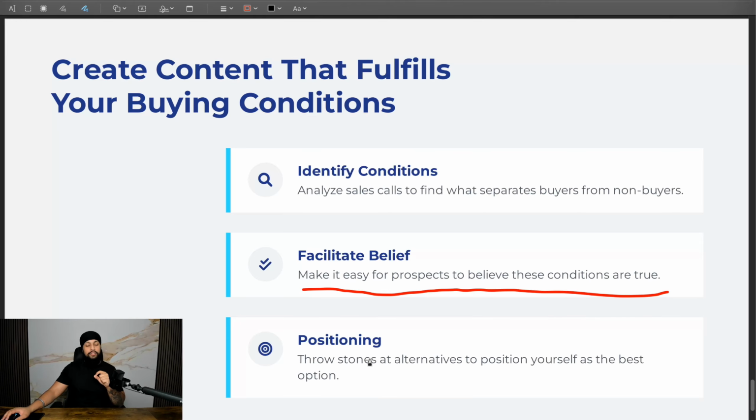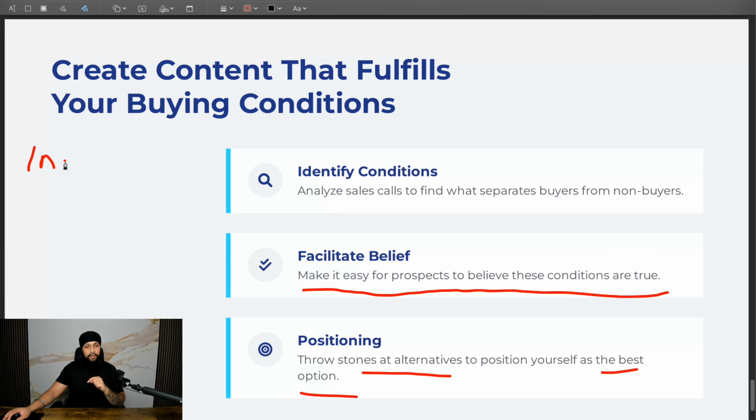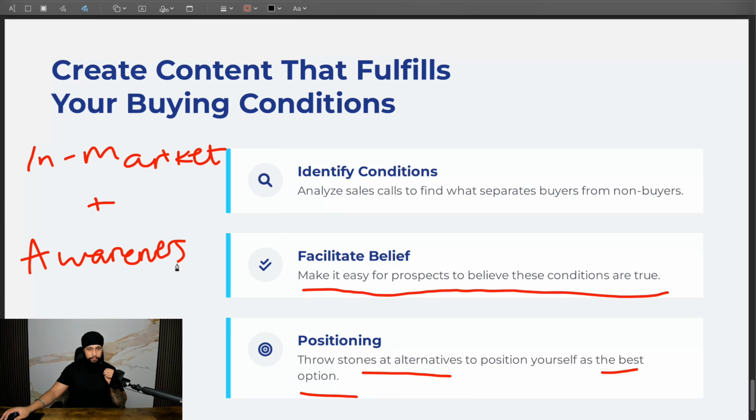You need to facilitate their beliefs by making it easy for prospects to believe that those conditions are true. Okay, and then you need to position yourself in a way that throws stones at alternatives to position yourself as the best option. Okay, and again, to really hit the nail on the head, how you want to be doing this stuff is by understanding the in-market segment, the market segment that you're going after, which for us is the in-market. Okay, especially if you're spending less than $1,000 per day. You need to understand how exactly they think and what their current belief systems are, which is the awareness level, like how aware they are.